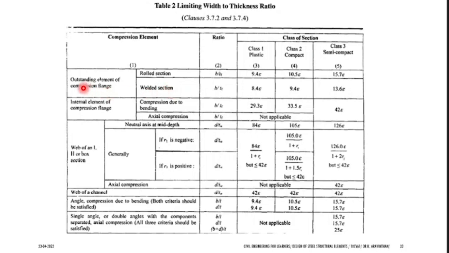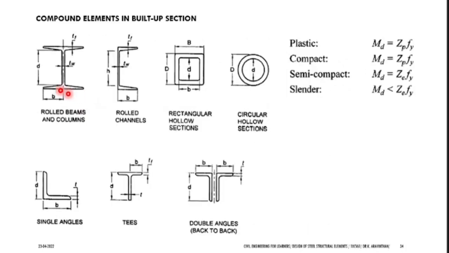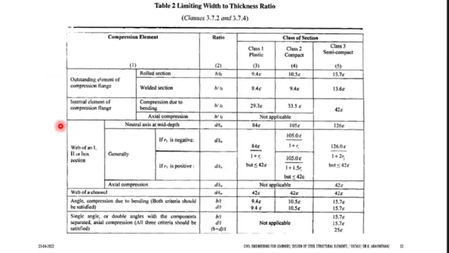So this is what is given in the first criteria, outstanding element of compression flange. If you are having any shape like this, take an example of an I section. You have three sections which have width to thickness. What is the width here? Which will be known as B, and you will be having thickness here. Also, this is the thickness of the web and this is the total width. When you are designing your structure, you should be selecting this component, that is width to thickness.